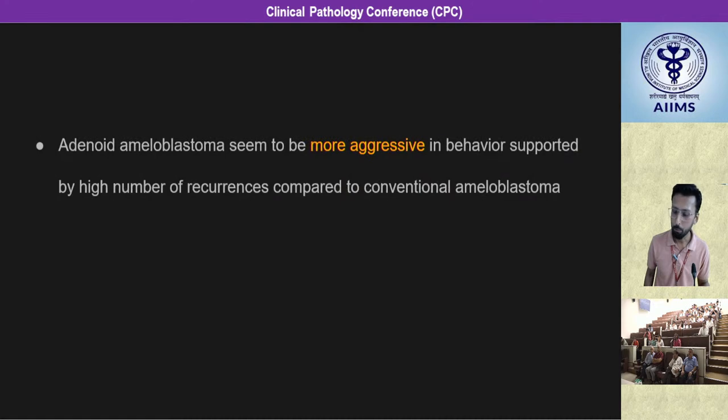So, adenoid ameloblastoma seems to be more aggressive in behavior, supported by a high number of recurrences, as compared to conventional ameloblastoma. Even conventional ameloblastoma can show recurrences, but adenoid ameloblastoma shows more recurrences as compared to conventional ameloblastoma.